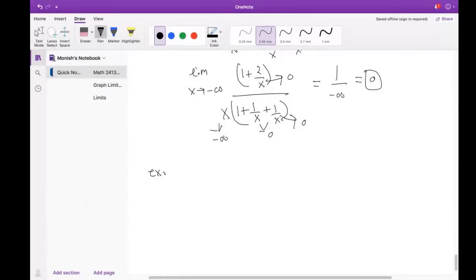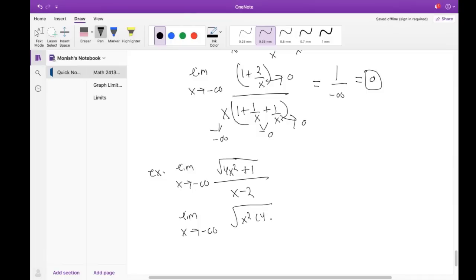And then one more example for this is the limit as x approaches negative infinity of the square root of 4x squared plus 1 over x minus 2. So same thing, I'm going to factor out the greatest power of x, so x squared, and then 4 plus 1 over x squared, and in the denominator I'll have x times 1 minus 2 over x.